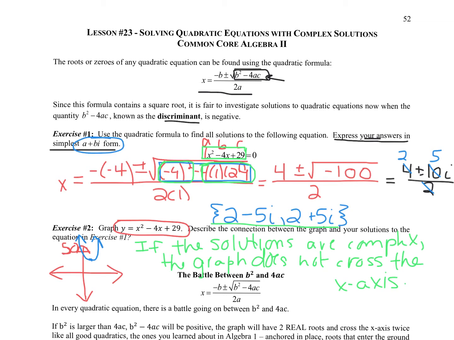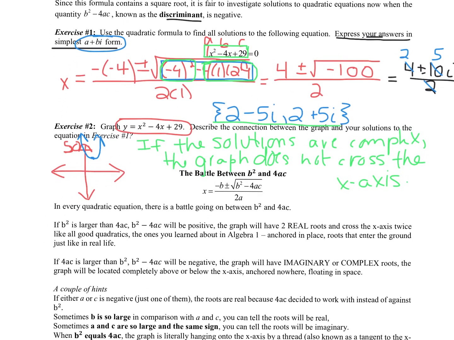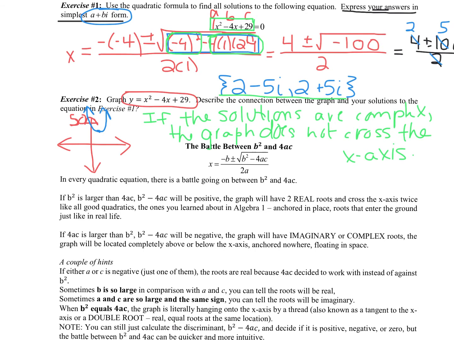Now, before we solve more of these equations, we're going to talk more about predicting things from original equations. So this says there's a battle going on between b squared and 4ac. And I already alluded to that when we looked at this. Remember how we said which one's going to be bigger, the b squared or the 4ac? So in every quadratic equation, there is a battle going on between b squared and 4ac. If b squared is larger than 4ac, b squared minus 4ac will be positive. The graph will have 2 real roots and cross the x-axis twice, like all good quadratics, the ones you learned about in Algebra 1.